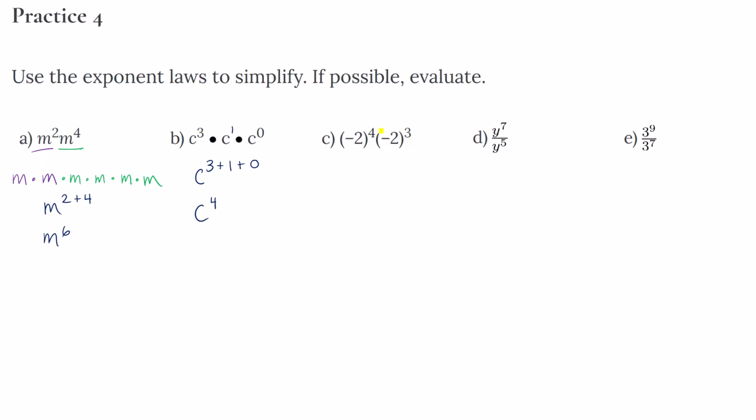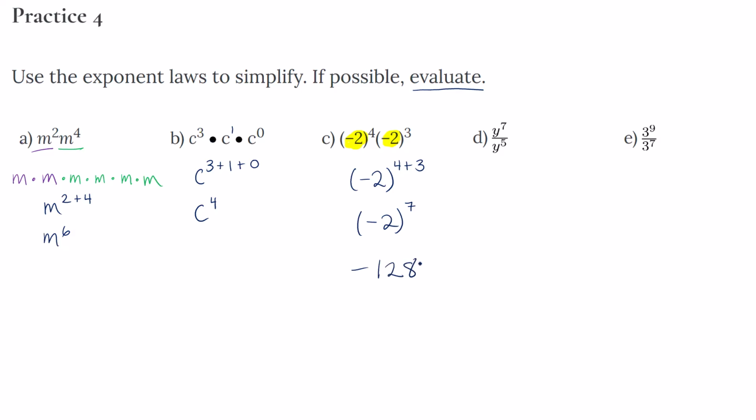The two powers in c both have the same base of -2. So because of that, we can use the product law to simplify these. So we maintain that same base of -2, and then we add the exponents 4 plus 3. So -2 to the power of 7. And in this question, they've asked us to evaluate, if possible. -2 to the power of 7 is -128.